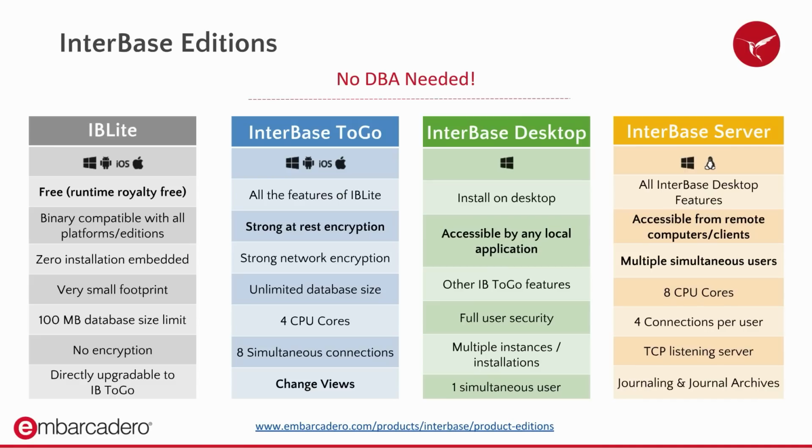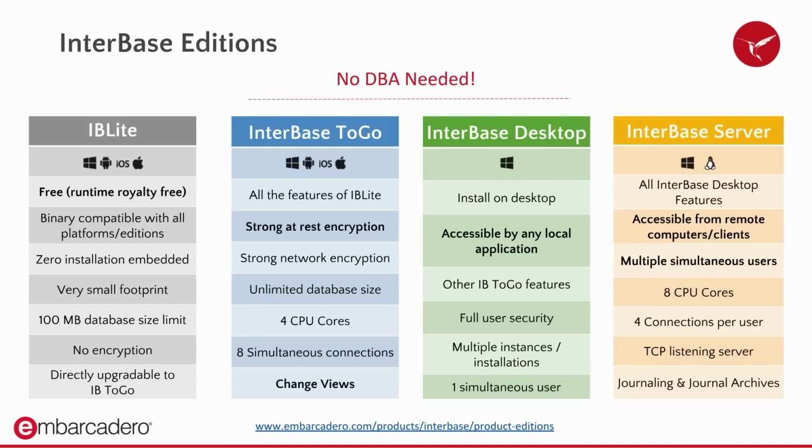InterBase comes in 4 different flavors. The base flavor is the free IB Lite. This is a great embeddable database that is completely free to use. It is limited in that you can only have a 100 megabyte database size, which for an embedded database, especially on mobile, is fairly large, and it doesn't have encryption. The great thing about it is that if you later decide you need to upgrade to encryption and the full InterBase To Go, it's directly upgradable.